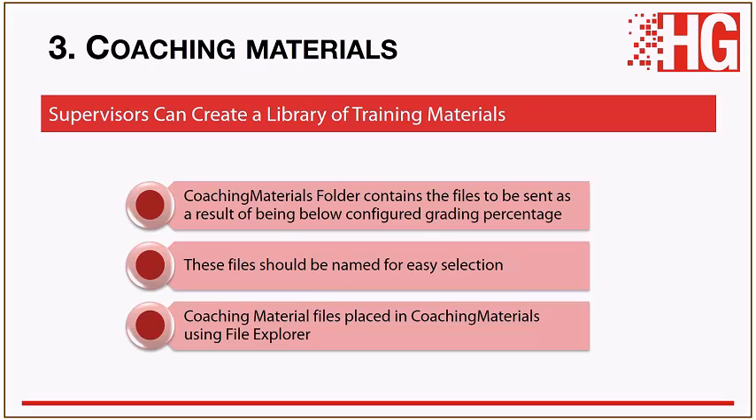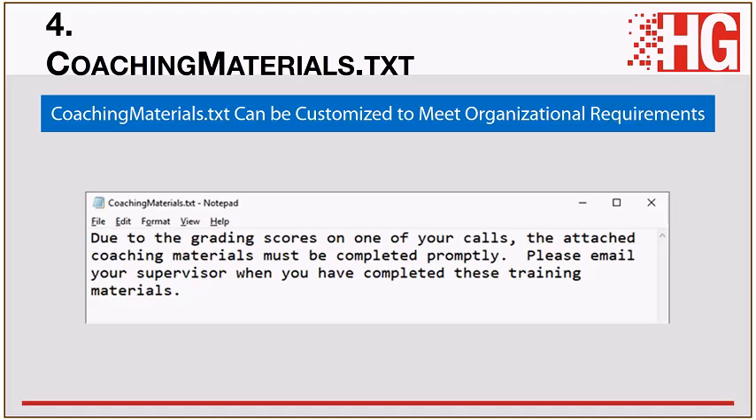And then finally, in the COACHINGMATERIALS.TXT, the standard text is, due to grading scores on one of your calls, the attached coaching materials must be completed promptly. That can be edited to be whatever you want and can be customized to meet organizational requirements. So again, we're doing all this on the front end in preparation, so that once it's in place, it becomes automated. Like with most automatic capabilities, it's all about the front end process.